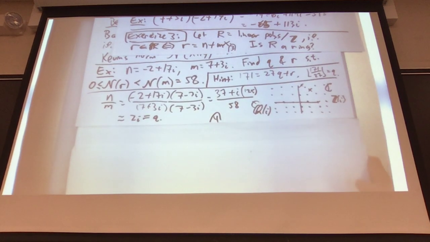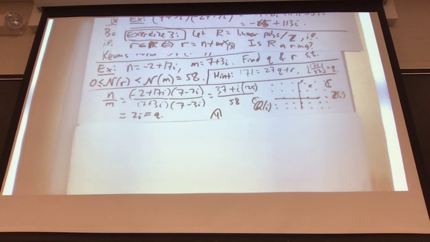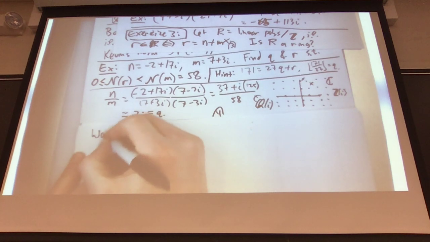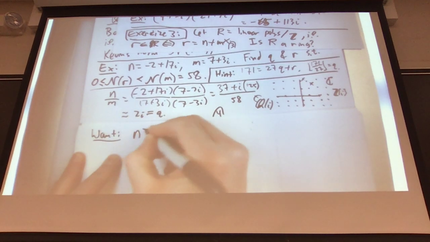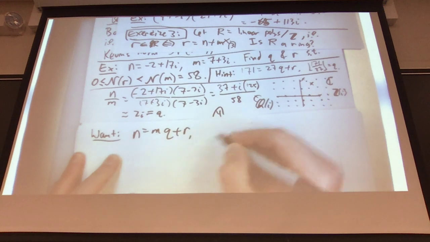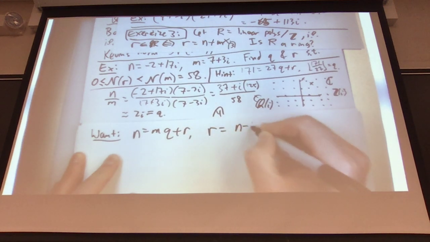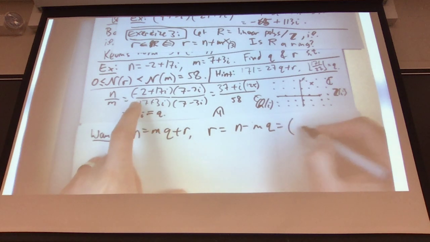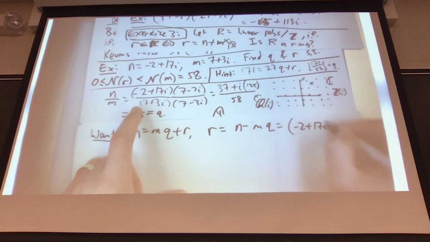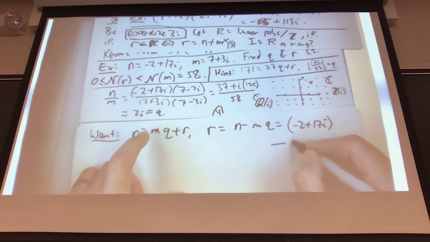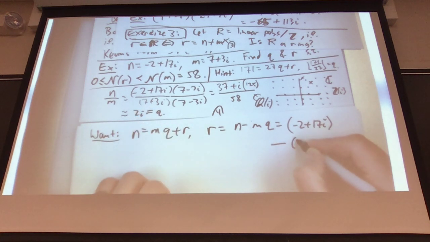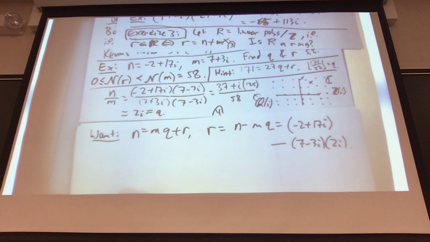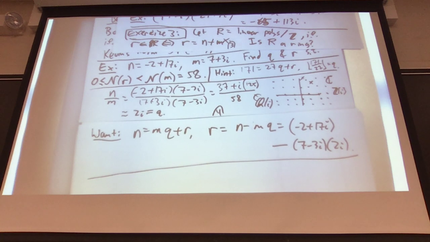So if q is 2i, remember what we're trying to do. We want n equal to mq plus r. In other words, r is equal to n minus mq. And now we have to do a little computation. n is negative 2 plus 17i minus m times q. m is 7 minus 3i. q is 2i. Should I give you 10 seconds to do this computation?